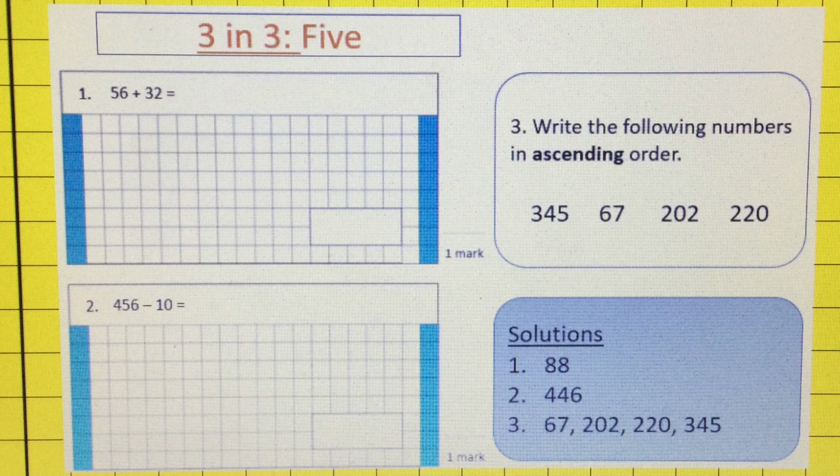56 add 32 equals 88. 456 take away 10 is 446. And ascending order means you go from smallest to largest. So it's 67, 202, 220 and 345.